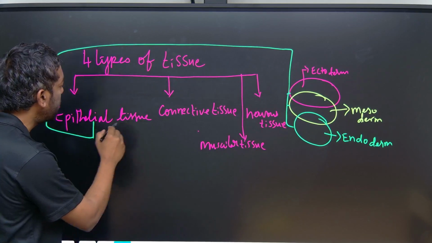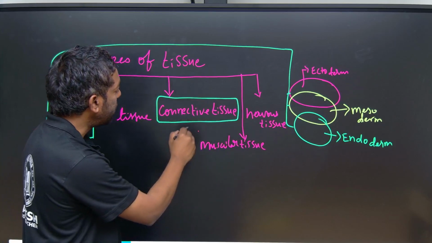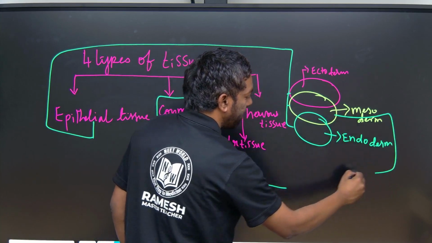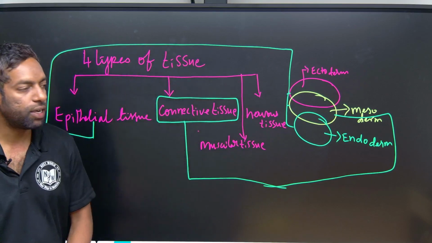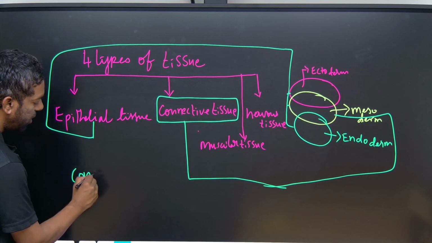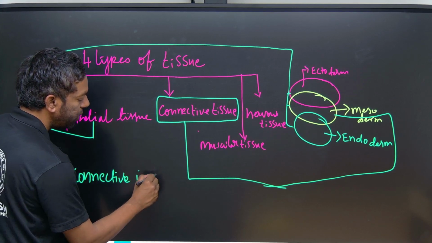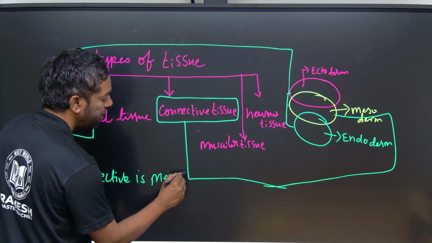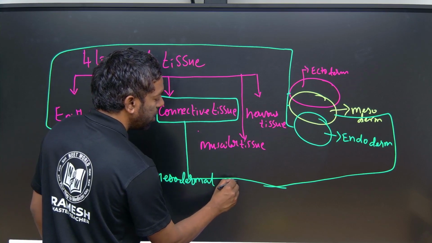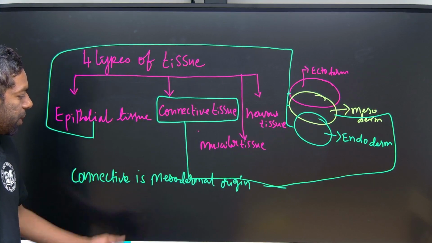If we come to the connective tissue, it is mainly originated from the mesoderm. So connective tissue is of mesodermal origin. Okay, yes.